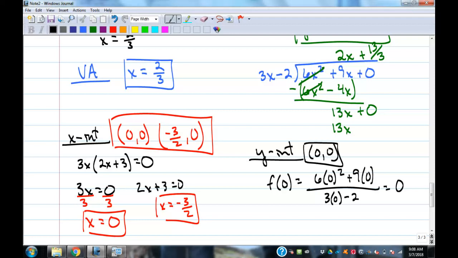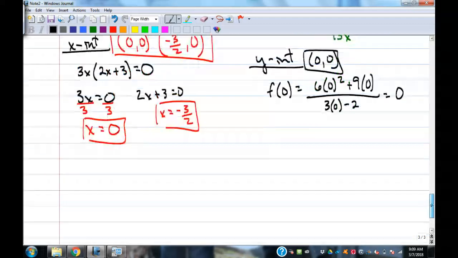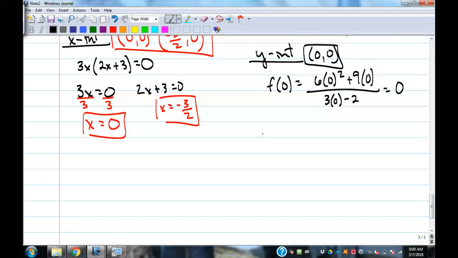Now, the last thing to do is check the holes and crossing asymptotes. Do we have a hole in this one? Why do we not have a hole? Nothing canceled. If nothing canceled, there's not a hole in the graph. Okay, so it's a continuous graph except for the asymptotes. Does it cross that oblique asymptote that we have? How do you know?